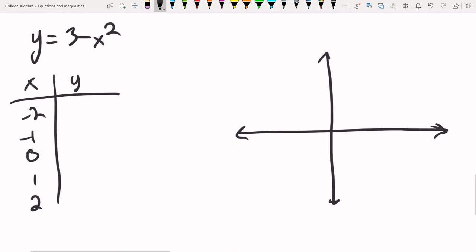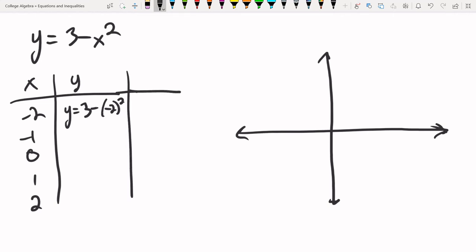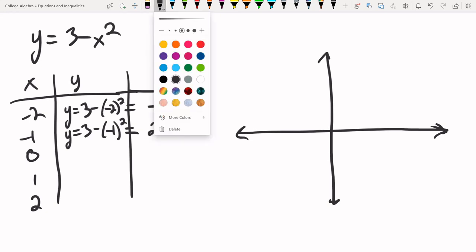Now all we have to do to figure out what y is, we plug an x into the function. So y = 3 - x². x is -2, so -2 squared is 4. 3 minus 4 is -1. Plug in -1. And this gives us -1 squared is 1, and 3 minus 1 is 2.